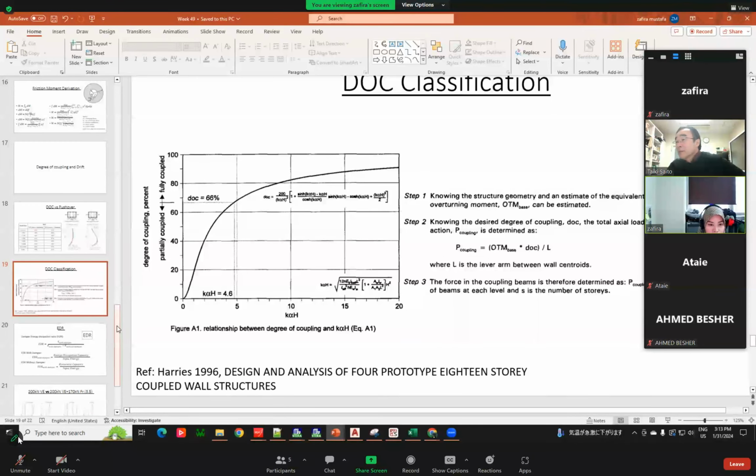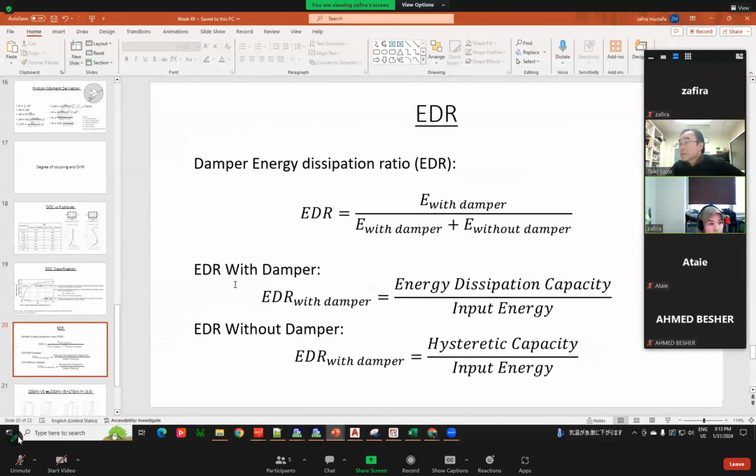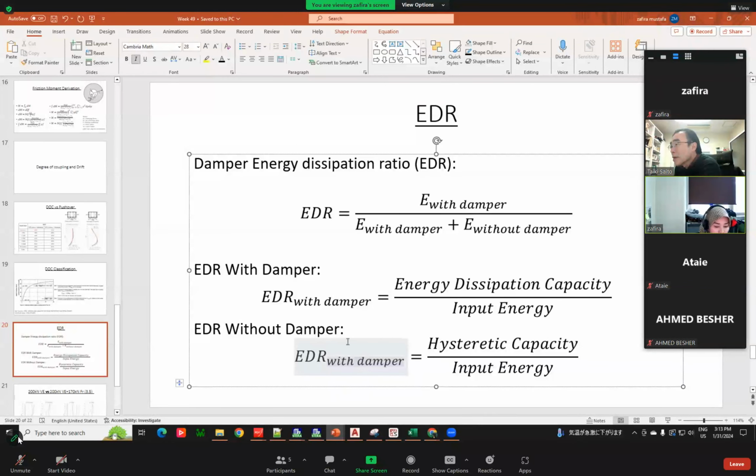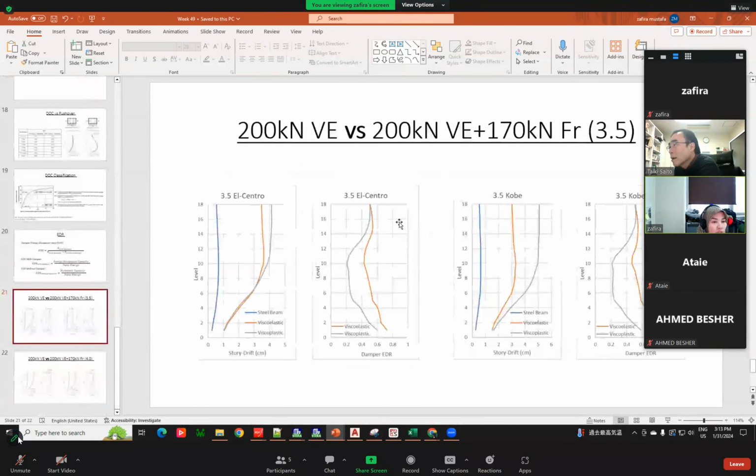And Sensei, I tried to find the one that we discussed before, the ratio of energy dissipation. So first, we want to compare building with damper and without damper. So first of all, we have to find the ratio of energy dissipation from building with damper and also without damper. This is without. And then after we get the ratio of this model, we can compare these two buildings.